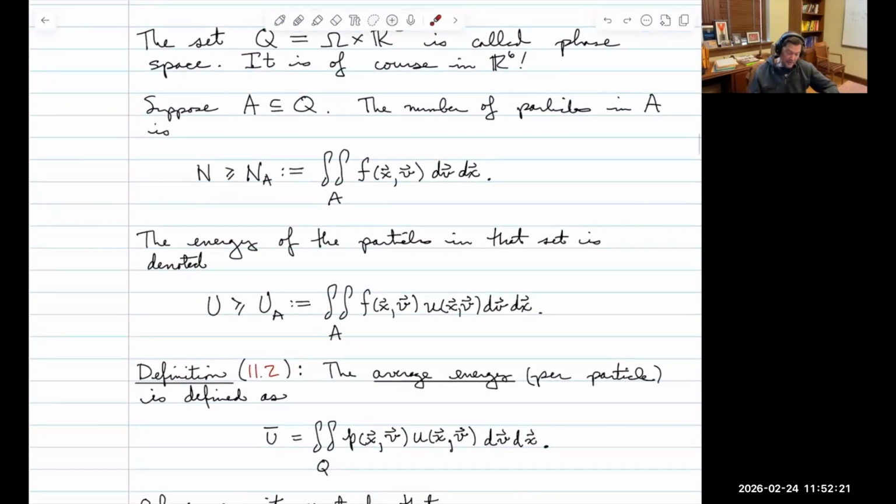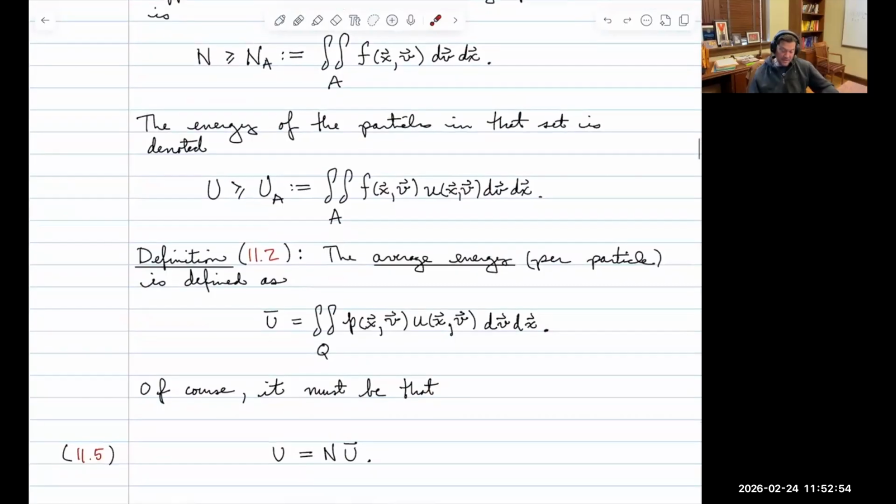And likewise, I can calculate the energy of particles in that set, and the energy of particles is exactly equal to that. All I'm changing here is we're doing the integral over some measurable subset of phase space Q. And now I could also do a probability, right? So I could integrate the probability function over phase space, but only over the set A. And so that would give me the probability that particles are in the set A.